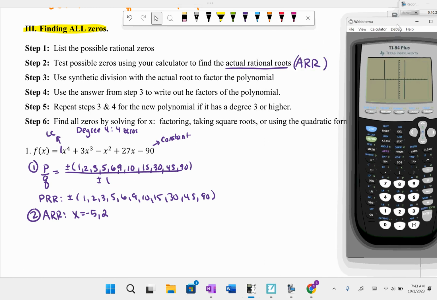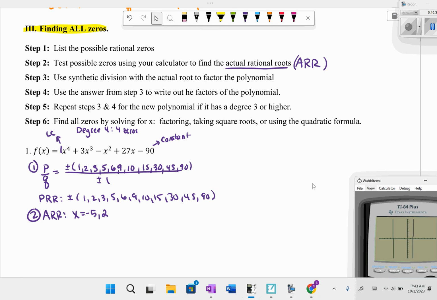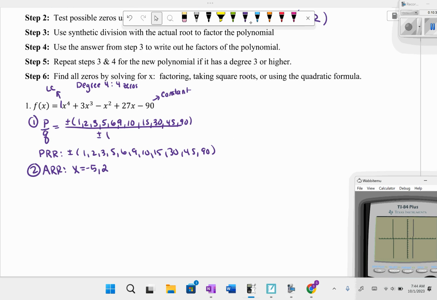All right. So now that we have this, let's do our synthetic division, which is step 3. For our synthetic division, you can pick whatever zero you want to start with. It doesn't matter. You can do -5 or 2 because it will give you the same factoring solution in the end. If we use -5 as our zero in the box, we are not missing any zero placeholders. And so we're just going to write our coefficients, 1, 3, -1, 27, and -90.